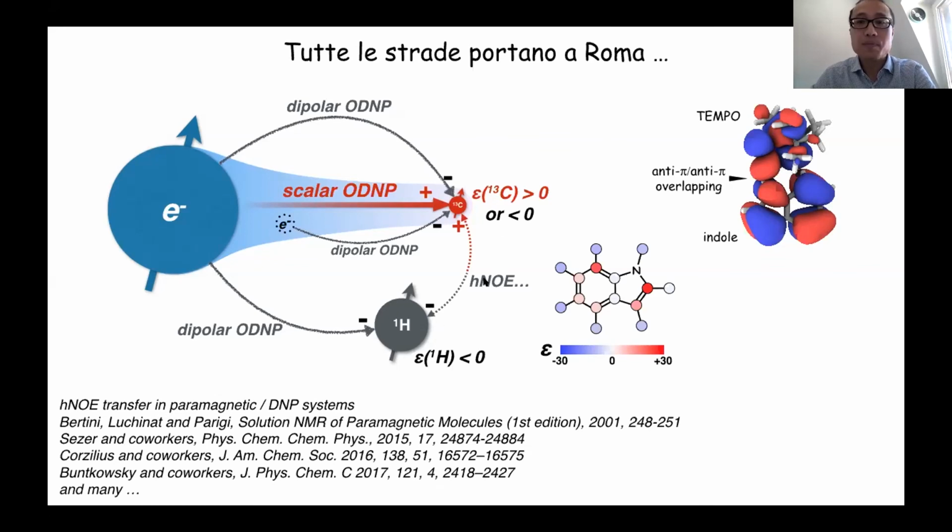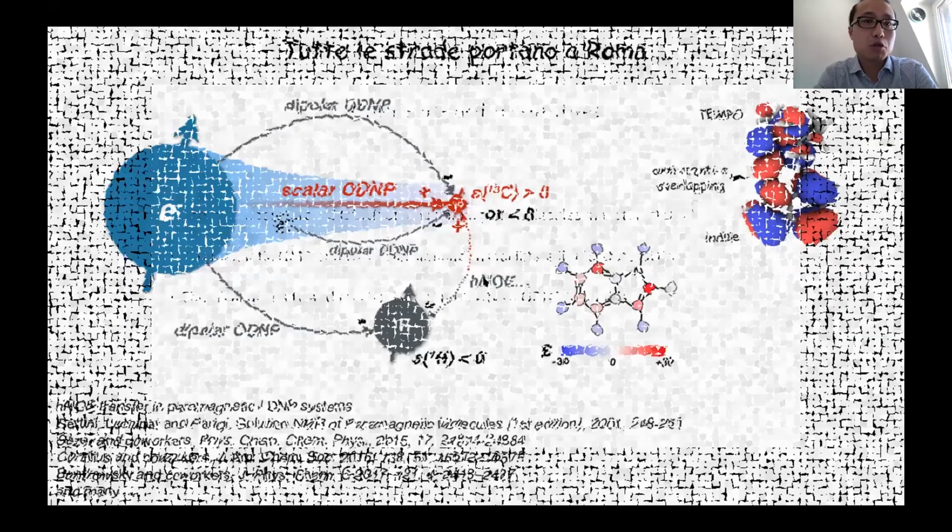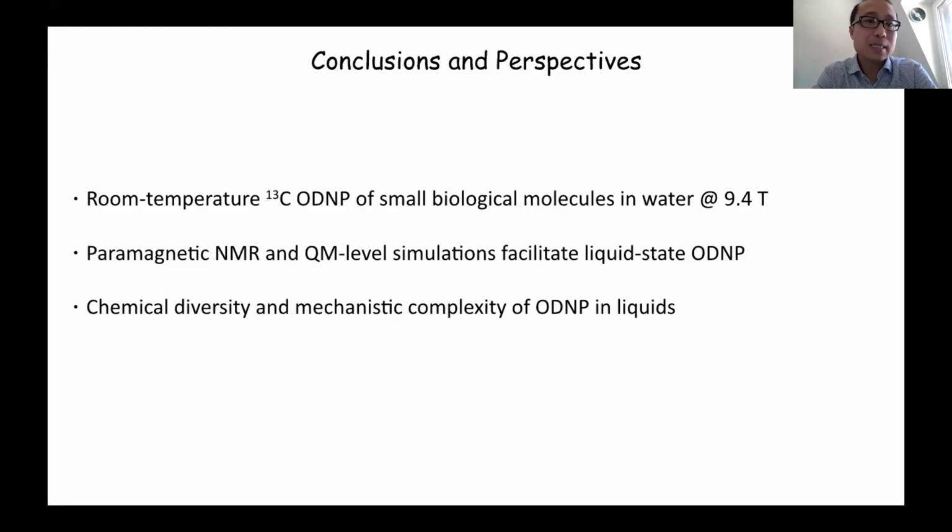With this, I would like to draw you to my conclusion: it's clear that room temperature carbon Overhauser DNP experiments can now be performed, at least on small biological molecules in water at high field. And I hope I've convinced you that paramagnetic NMR spectroscopy and QM level simulations can facilitate liquid state DNP discovery. They are indeed good friends of us. And it is time to embrace the chemical diversity and the mechanistic complexity of Overhauser DNP in liquids.